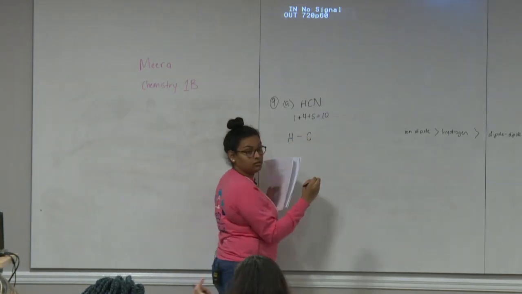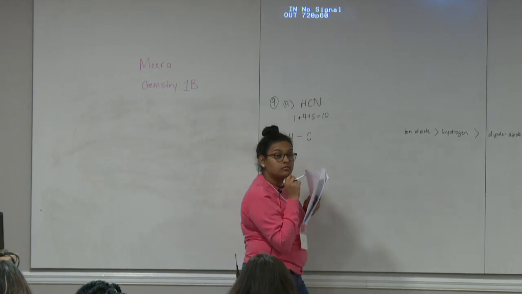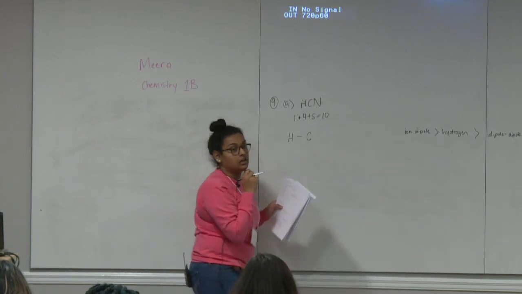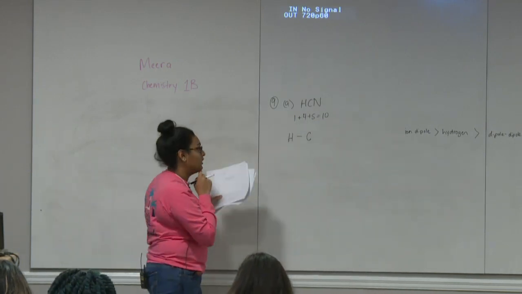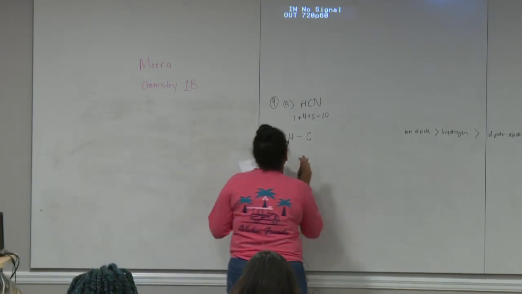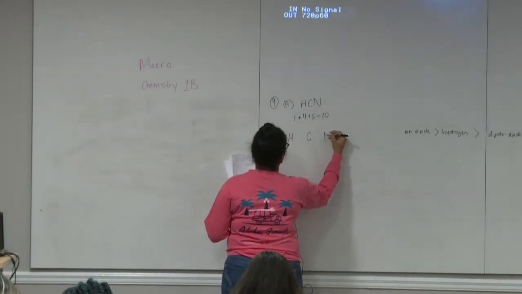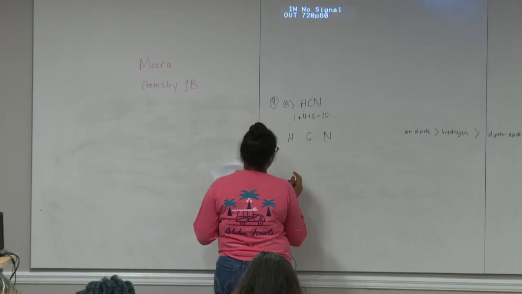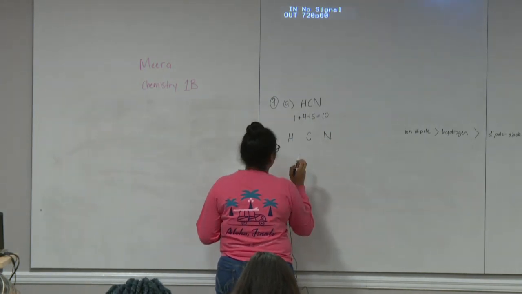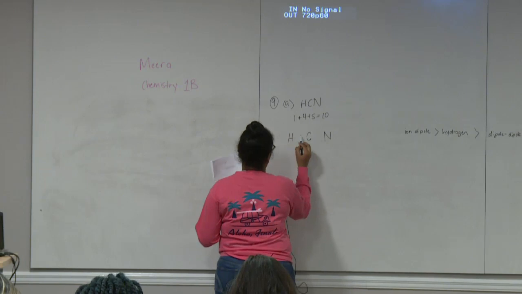What's the reason again to figure out which goes in the middle? The least electronegative is going to go in the middle, and the most electronegatives are always going to be at the end. So we know that carbon's in the middle and nitrogen and hydrogen on the side. The first thing we're going to do is fill in the shared electrons.